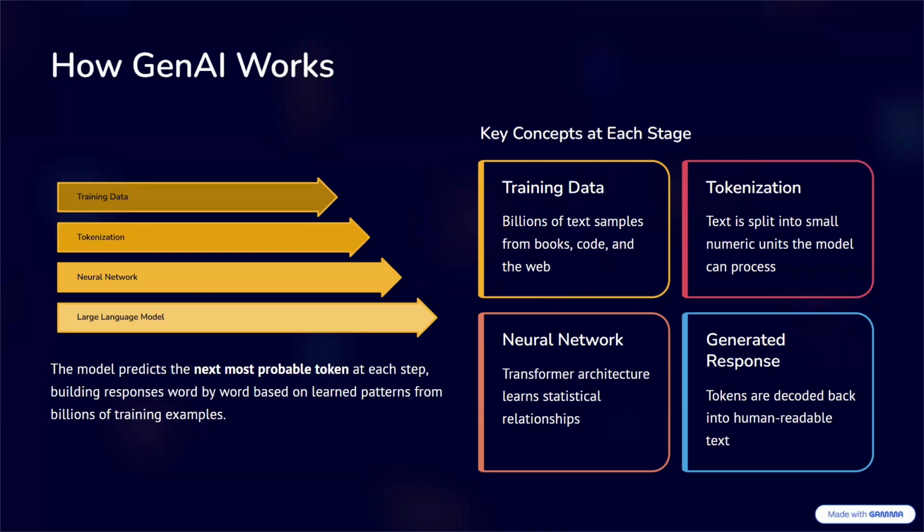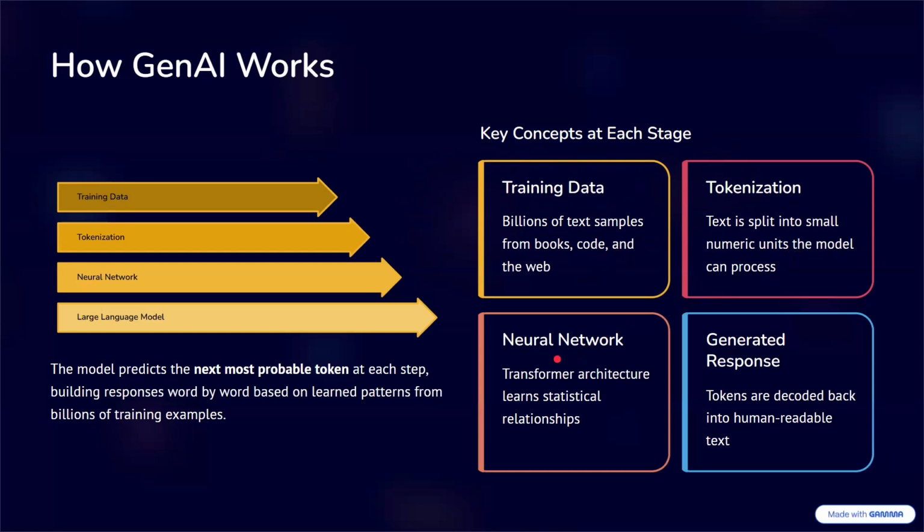When you type a prompt, the model does not search for the answer. Instead, it predicts the most likely next token over and over until it generates the complete result. So the key component of each stage is the training data. Training data is billions of text samples that go through tokenization. What happens in tokenization? Text is split into small numeric units that the model can process.